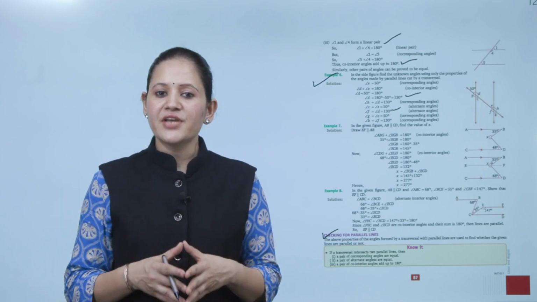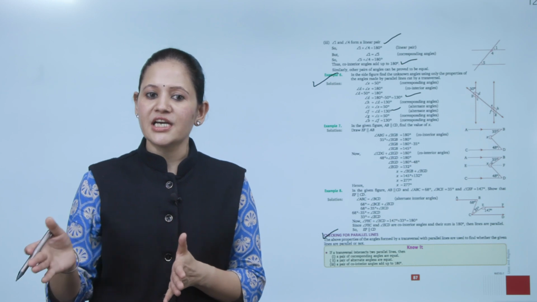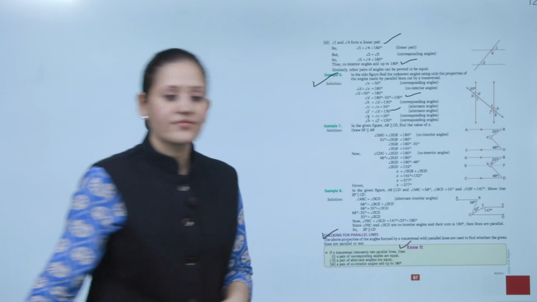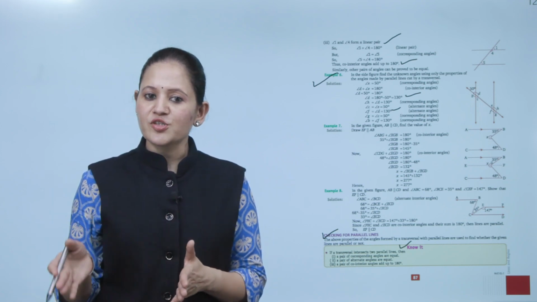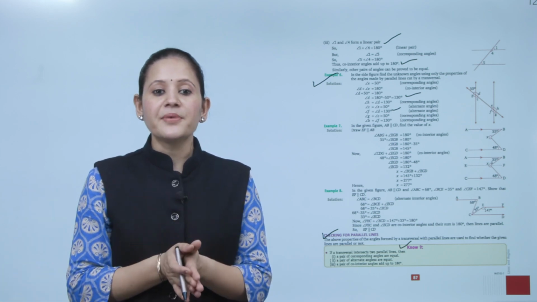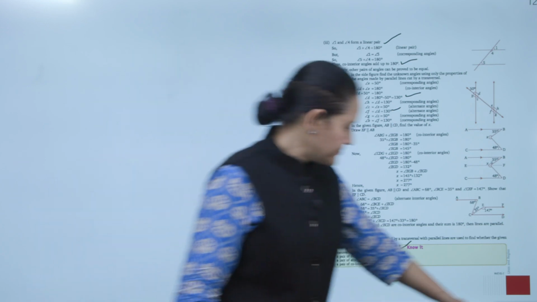The above properties of the angle formed by the transversal with the parallel lines are used to find whether the given lines are parallel or not. Know it. If a transversal intersects the two parallel lines, then the pair of corresponding angles are equal, the pair of alternative angles are equal, and the pair of co-interior angles add up to 180 degree.